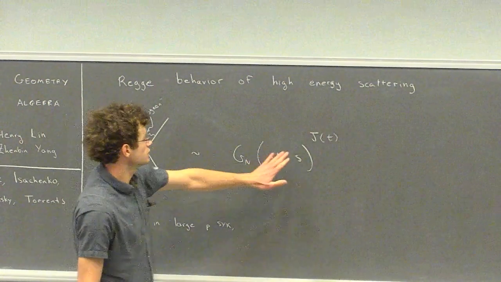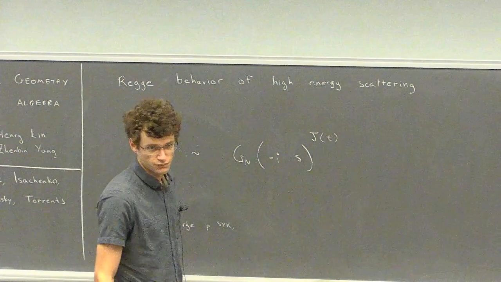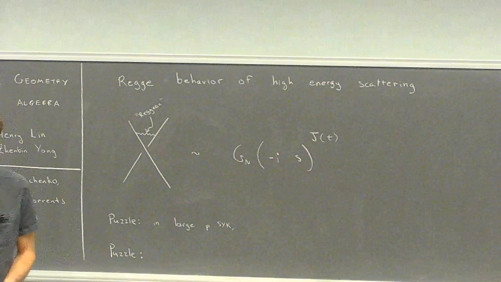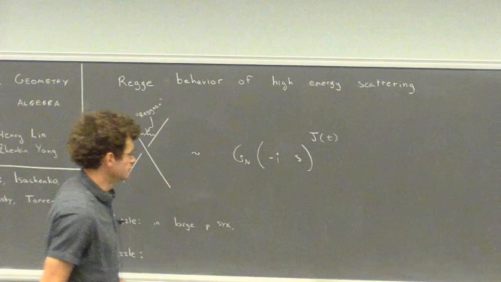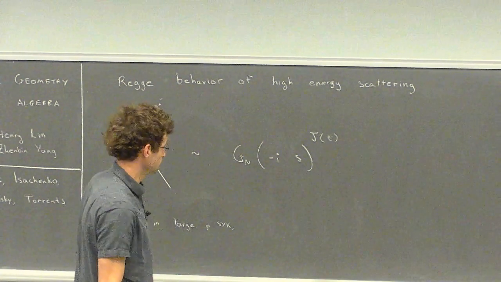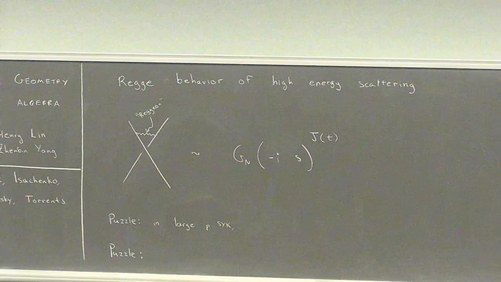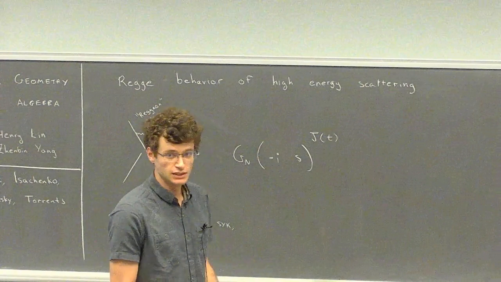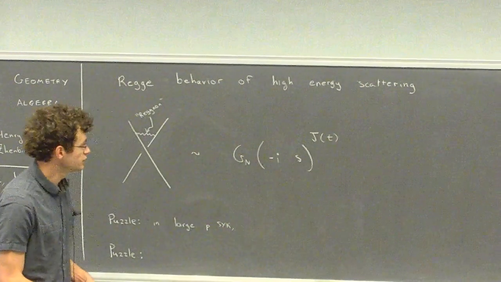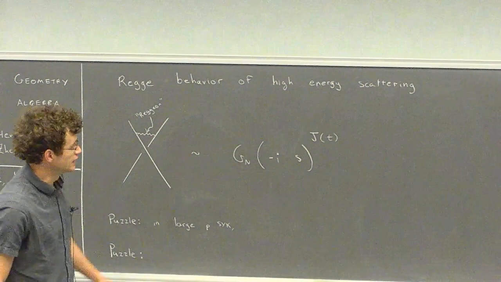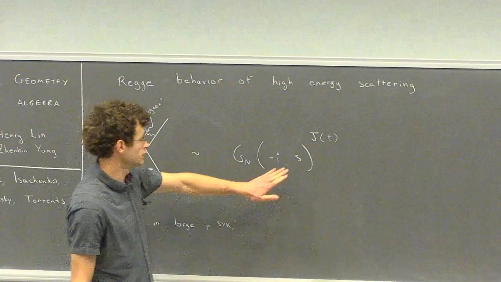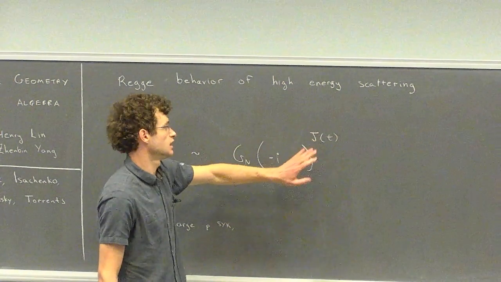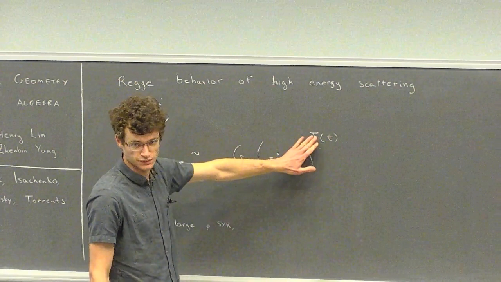So this parameter j of t is a very interesting thing to try to compute, and this behavior shows up in different areas of physics. It's of interest to people studying QCD, string theory, light ray operators, conformal field theory, and quantum chaos. And it seems like pretty much every time you understand how to compute this thing, you learn some interesting physics.